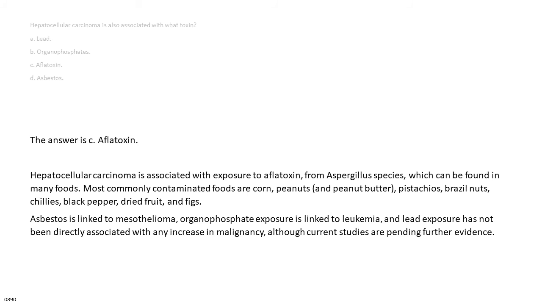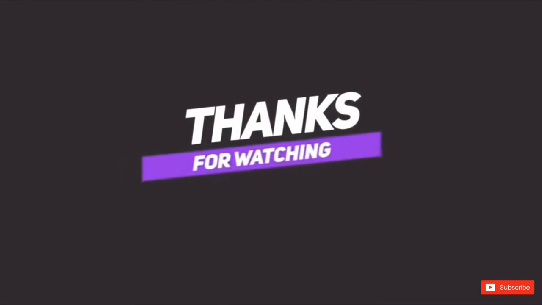Asbestos is linked to mesothelioma. Organophosphate exposure is linked to leukemia, and lead exposure has not been directly associated with any increase in malignancy, although current studies are pending further evidence.